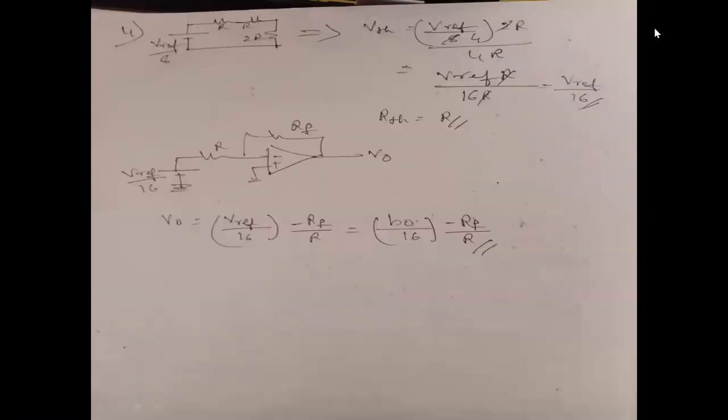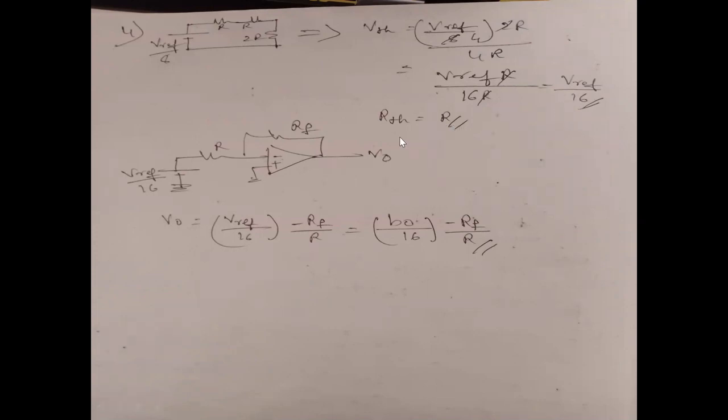Yeah, so the input would be V reference by 8, with R and R in series and 2R in parallel. So Thevenin's voltage would be V reference by 8 into 2R divided by 4R. We would have summed this, and R plus R would be 2R. Okay, so VTH would be V reference by 16 and RTH would be R.